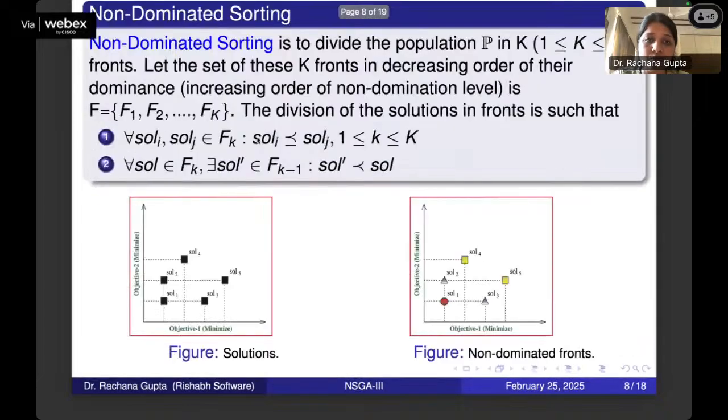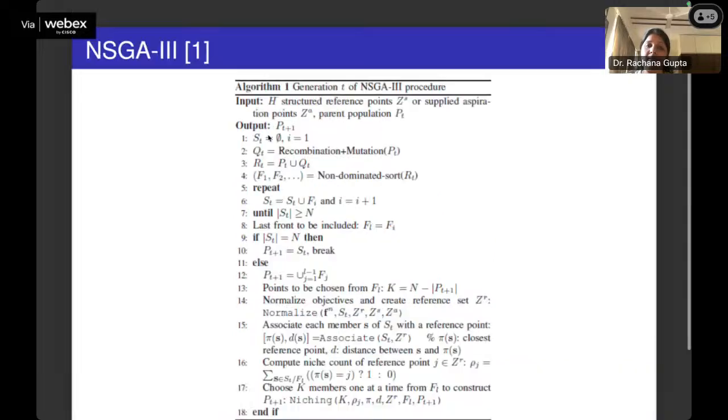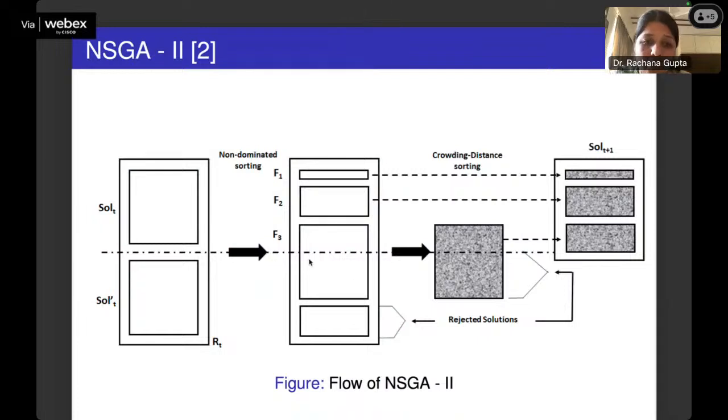I come back to my original algorithm. Where we are now, basically we have prepared the RT. In line number 3, we have divided the solutions into different fronts, which is line number 4. Now assume that we have taken the solutions of front 1 and 2, and now what we are doing is selecting the optimum solutions of the last front.